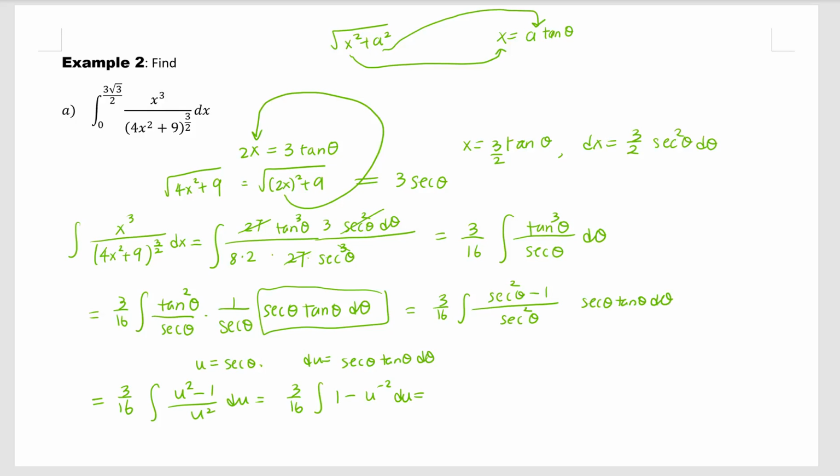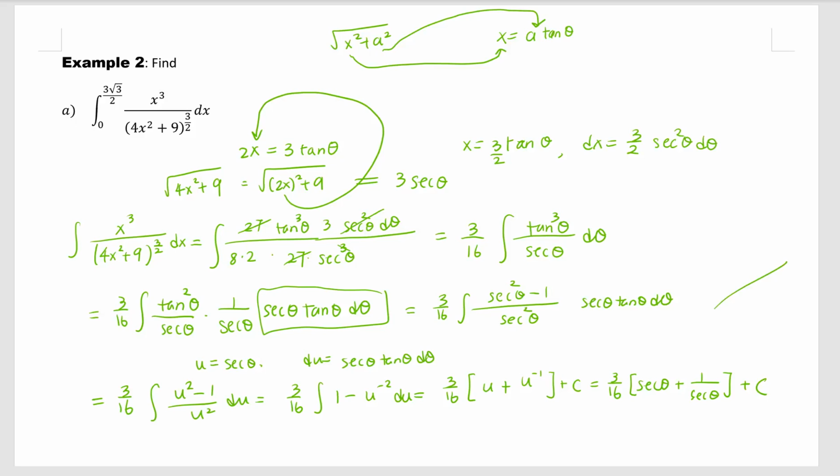The next step, we can use the power rule. Okay, integral of 1 is u, not theta. Here we are with respect to u, okay? u to the minus 2 adds 1, u to the minus 1 over minus 1, so we flip it. And plus c. So what is the u? The u is secant, so we have secant, and this is 1 over secant. Don't put secant inverse. That is arc secant. Okay, be careful.